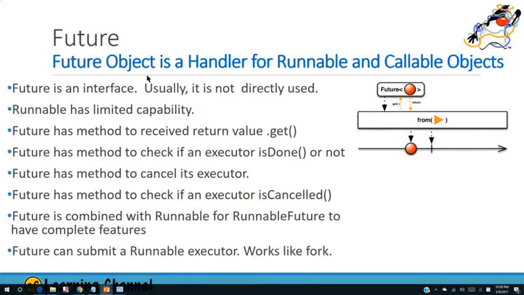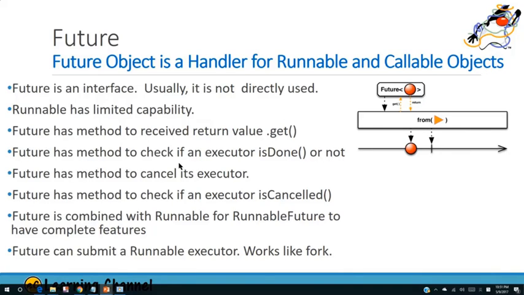And Future is the object. A Future object is a handler for Runnable and Callable objects. So Future or FutureTask can carry Runnable and Callable, and Thread can only carry Runnable. Future is an interface, and usually it is not directly used. Runnable has limited capability. Future has a method to receive the value, called get.